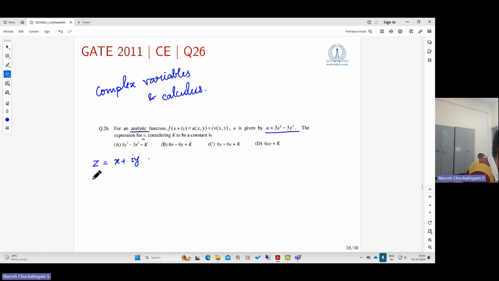And if it is analytic, you can express f of x plus delta x plus i times y plus delta y as del f by del x dx. So if you move slightly from the point x comma y, let z equal x plus iy, and let z plus delta z be x plus delta x plus i times y plus delta y.